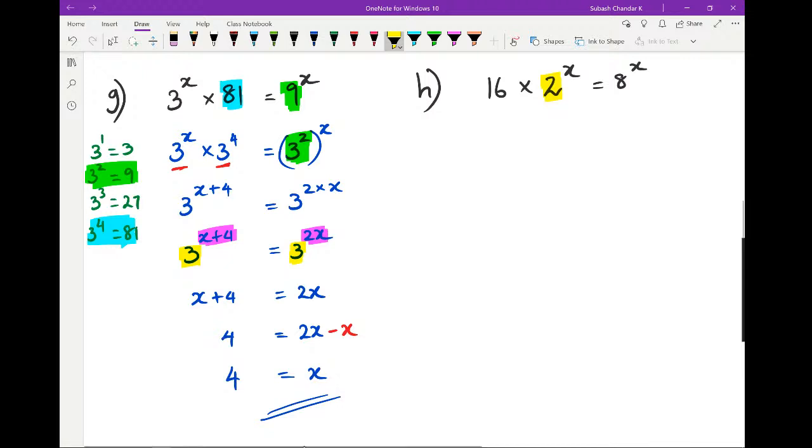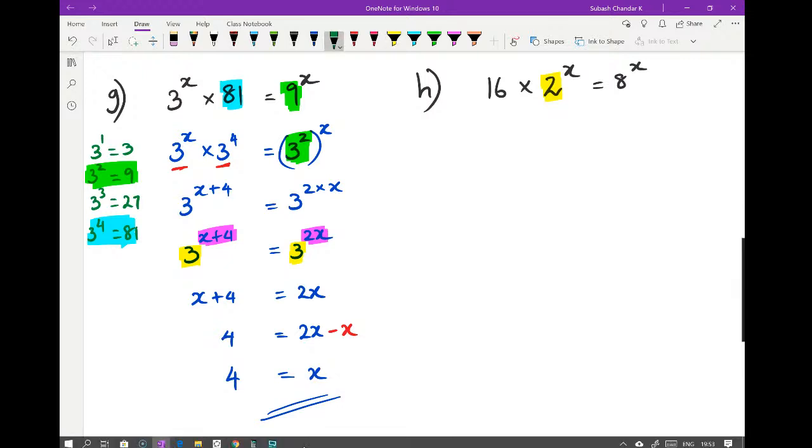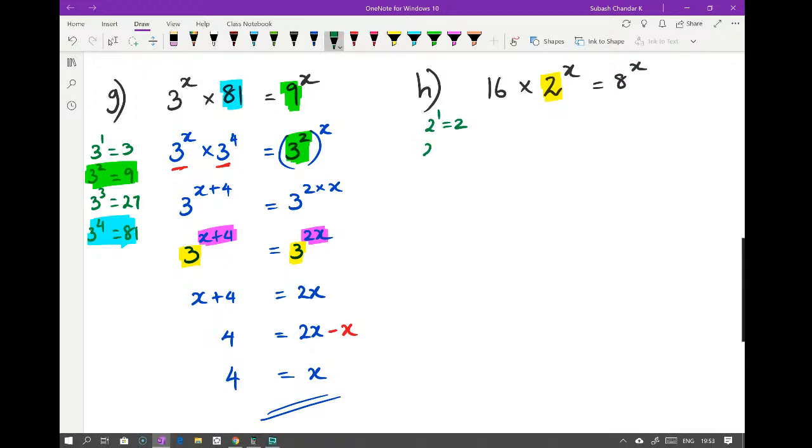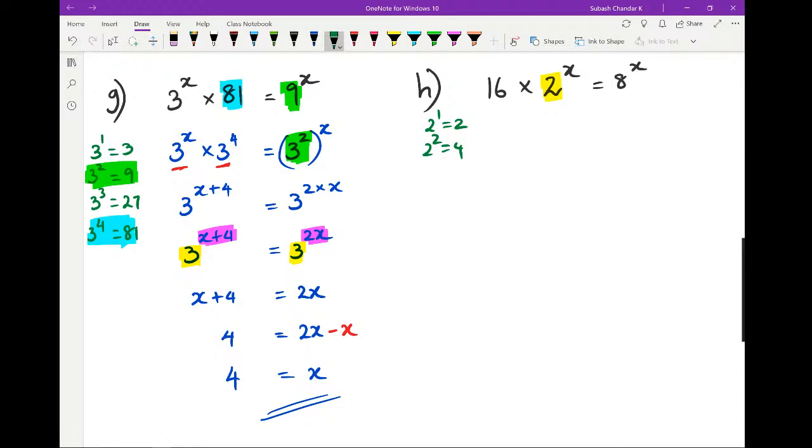But anyway, going back to this question, we recognize that 2 is the base. So we've got 2 to the power of 1 is 2, 2 squared is 4. Then we've got 2 to the power of 3 is 8, 2 to the power of 4 is 16. And we're going to stop there because we don't really need to go any further than that.